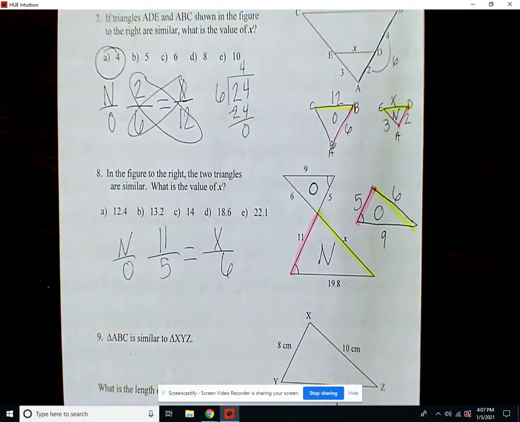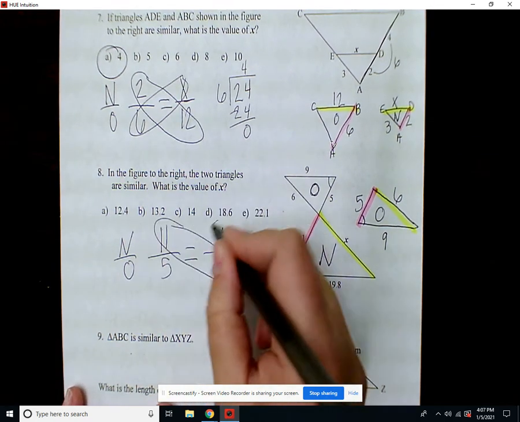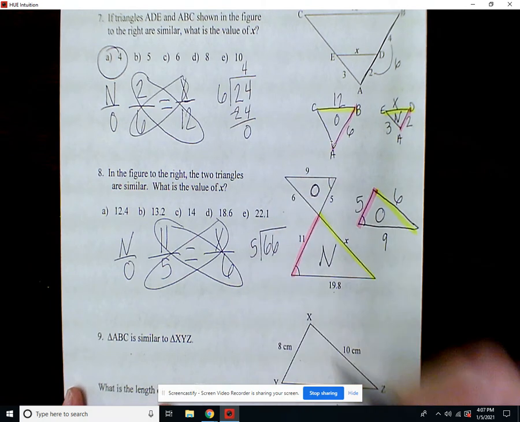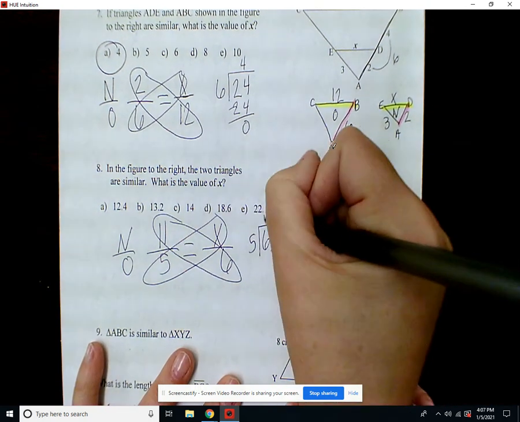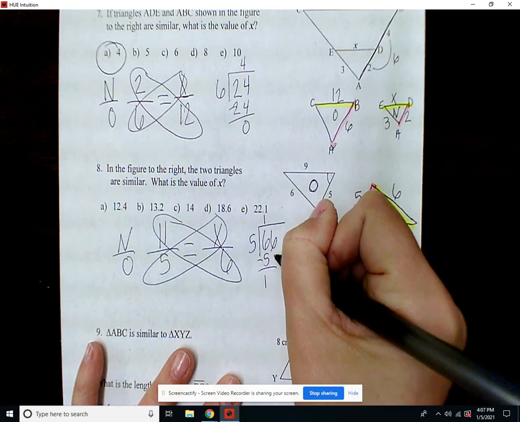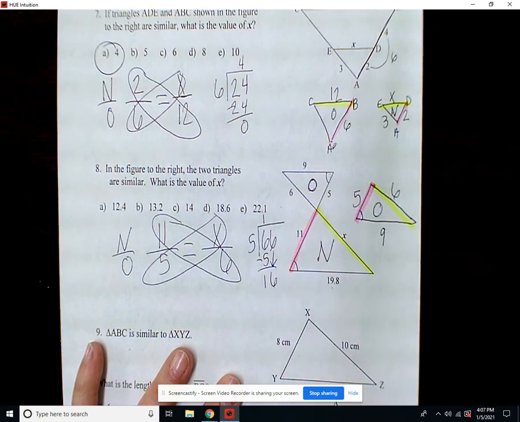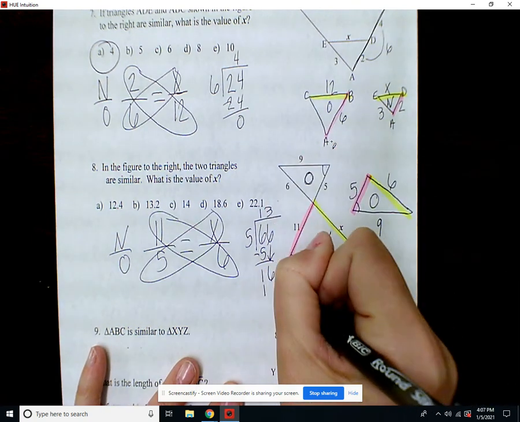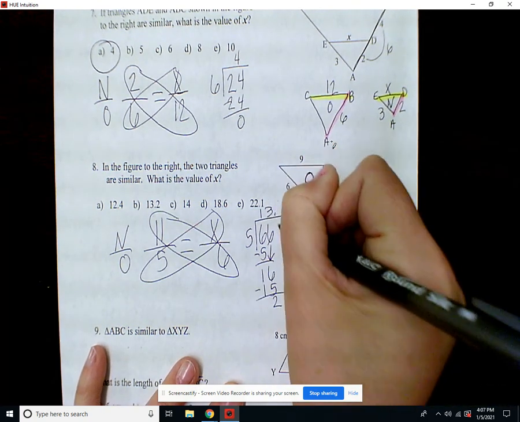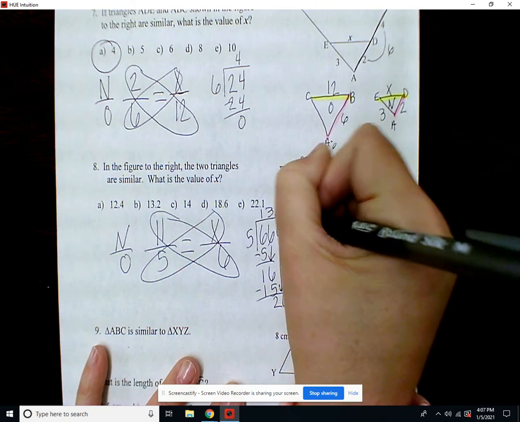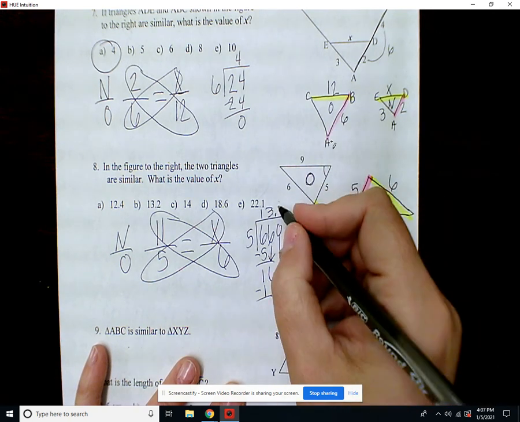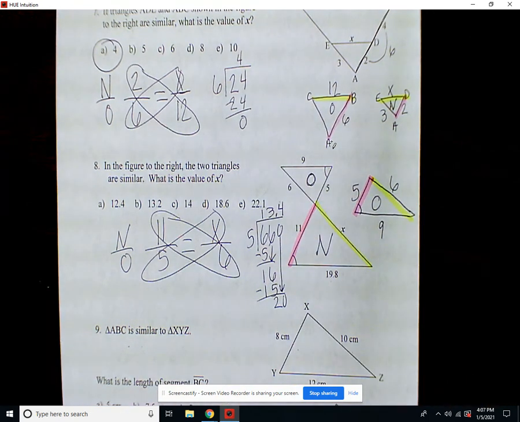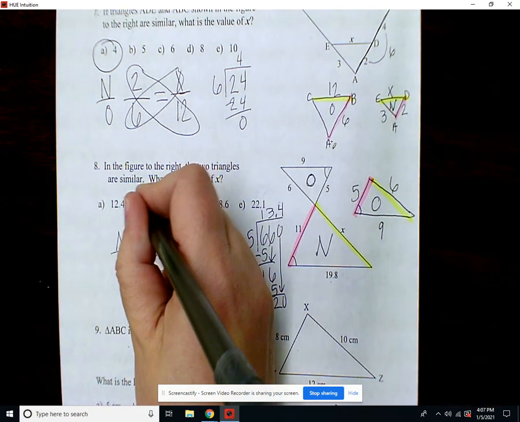Okay, so now we're going to cross multiply and divide. So 11 times 6 is 66. We're going to divide that by 5. So 5 will go into 6 one time. Subtract, we get 1. Bring down 6 to make it 16. 5 will go into 16 3 times. Then we're going to add a decimal, bring that down. Then 5 will go into 24 4 times. So we get 13.4, which is closest to B.